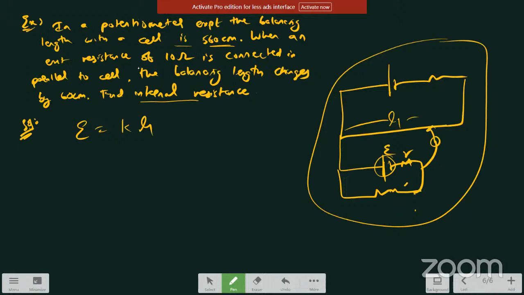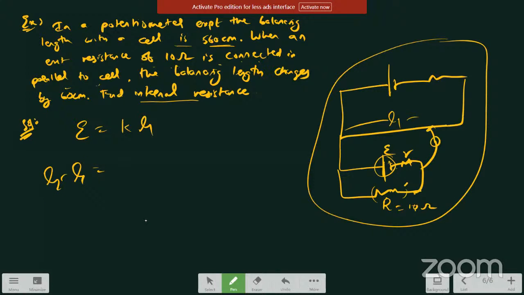Clear? When an external resistance of 10 ohms is connected in parallel to this cell, I have connected it as external resistance in parallel to this cell. So R is equal to 10 ohms. And now I found the balancing length changes by. That means L2 minus L1 is given to you.